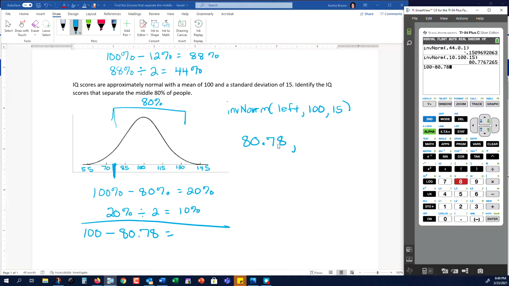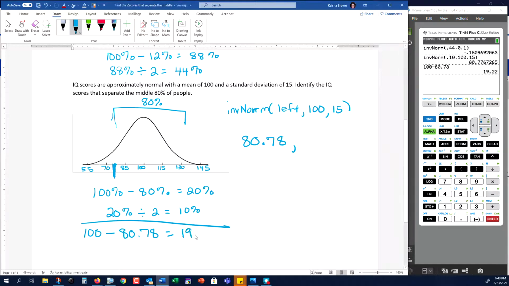And the rounding depends on the problem that you're working with. Sometimes they want you to round to 2 decimal places. Sometimes they want you to round to 0. Here, I selected 2. Most likely when you're talking about IQ scores, the directions will tell you to round to the nearest whole number. 19.22. So our distance from the smaller random variable on the left to the mean is 19.22.